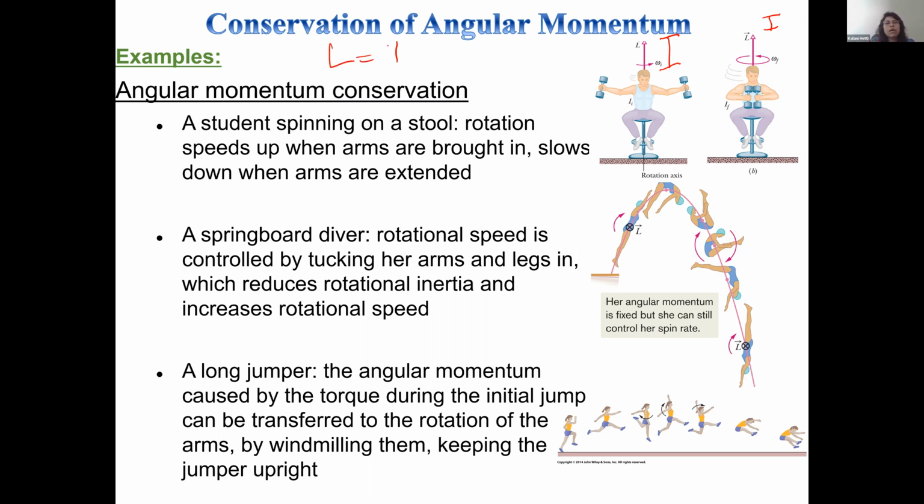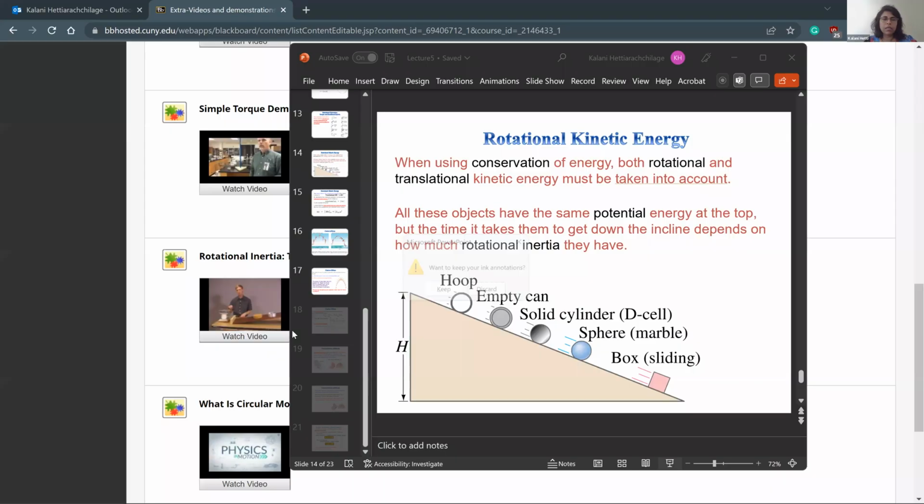Since I times omega is the angular momentum, it stays constant. That means since I have a greater I here, I should have a smaller omega. But here, I should have a greater omega. That means if you want to rotate faster, you need to keep the masses or your hands together, and you can move faster. If you bring them away from your body, it will slow down the motion because angular momentum is conserved.